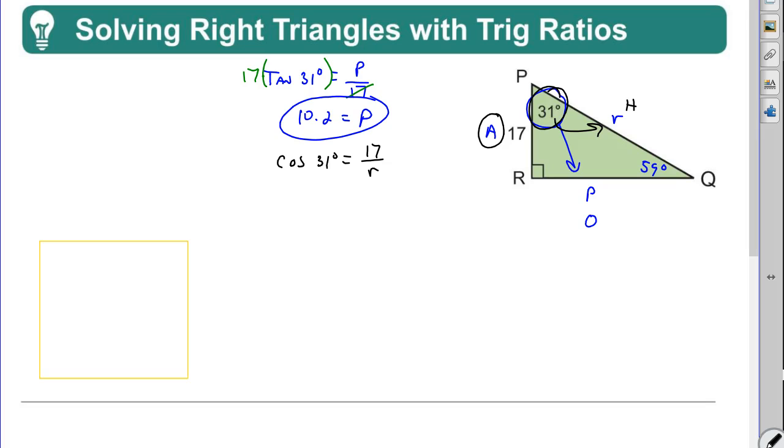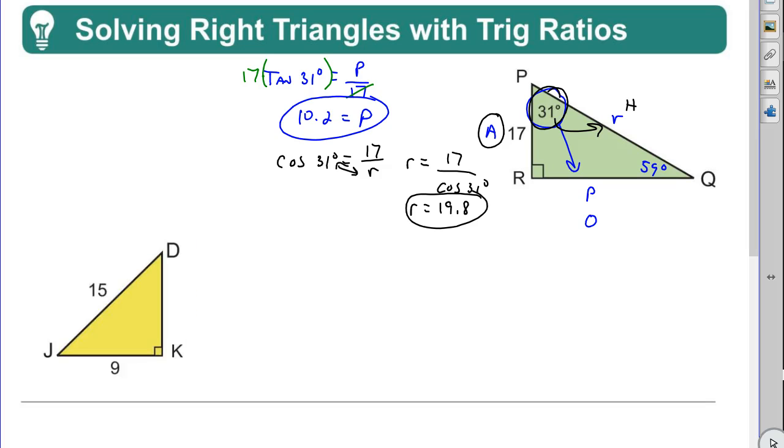This time I'm going to swap these two across the equal sign because I want my variable in the top. So R is going to equal 17 divided by the cosine of 31 degrees. I divide 17 by the cosine of 31 degrees, and I get 19.8 for my hypotenuse, and I'm feeling pretty good about that because it better be the longest side. Okay, we just solved the triangle: all angles and all sides.